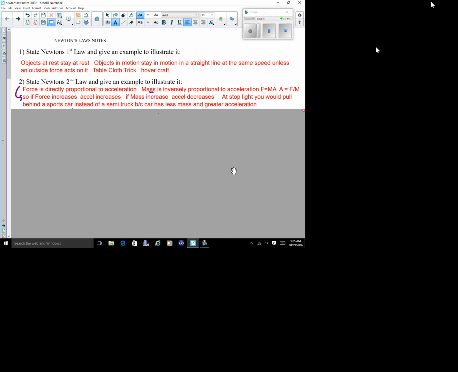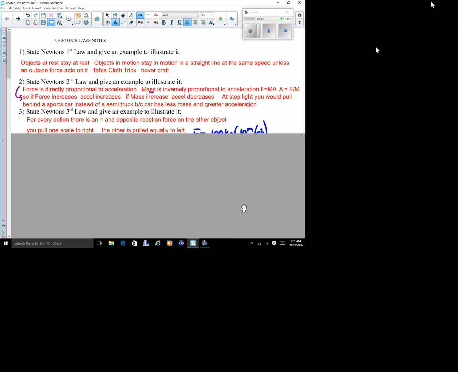For Newton's third law, for every action there must be an equal and opposite reaction. So the example that we're going to do in class is I'm going to have two scales. One person's going to push a scale to the right, the other one's going to push on it to the left, and you'll notice that the scales are always equal.